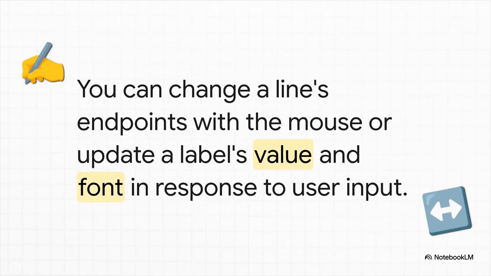Just think about the possibilities here for a second. You could create a little drawing program where the user's mouse position is constantly updating the endpoints of a line in real time. Or maybe a game where the score label gets bigger and bolder as its value goes up. It's all about connecting what the user does to these specific properties.